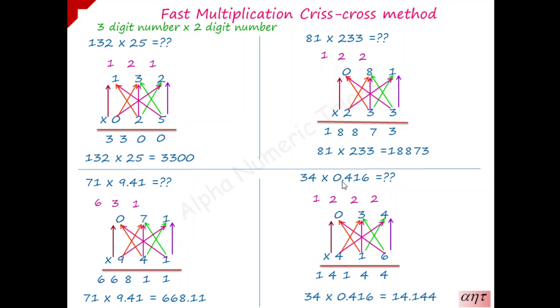That is, after the decimal point, we have three digits. So put a dot in the answer after three digits starting from the units place. 1, 2, 3. So here you have to put a dot. The answer is 14.144 when we multiply 34 by 0.416.